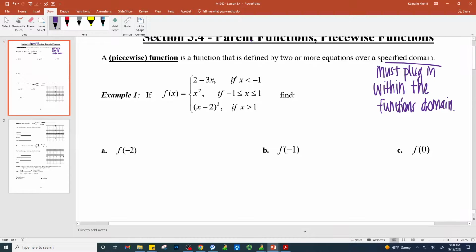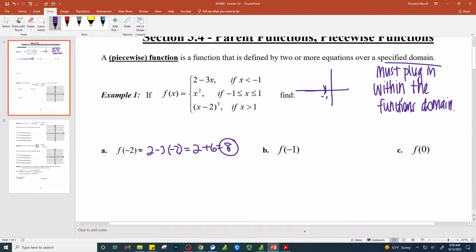So when you think about your graph, this top one is from -1 down, right? So that's the one you have to plug it into. So we're going to go 2 minus 3 times -2. 2 plus 6 is 8. So evaluating them is pretty straightforward. How do we feel about that process so far?